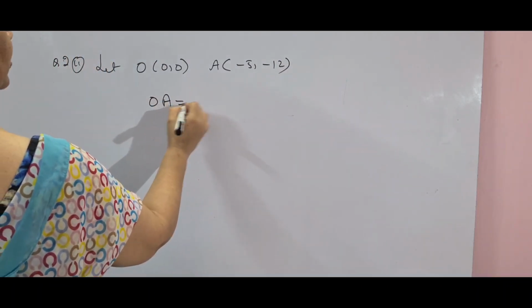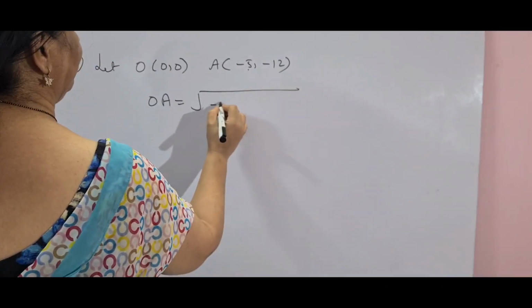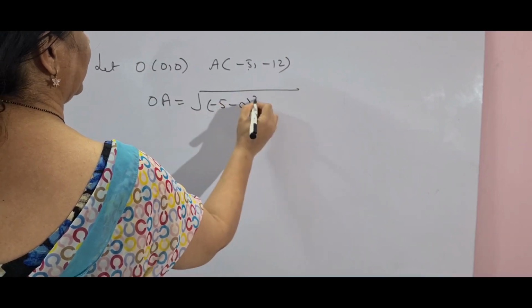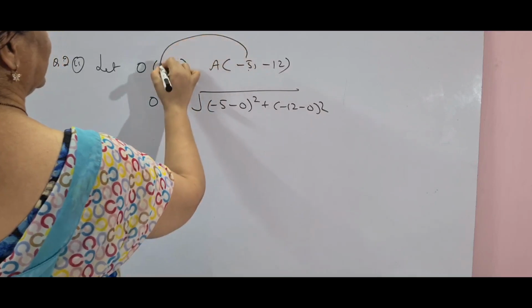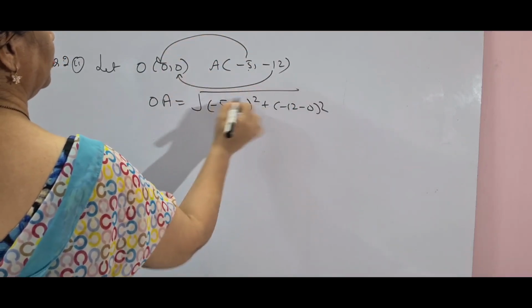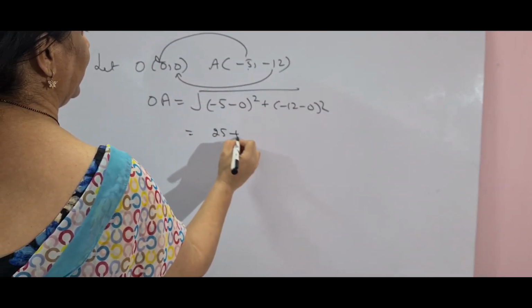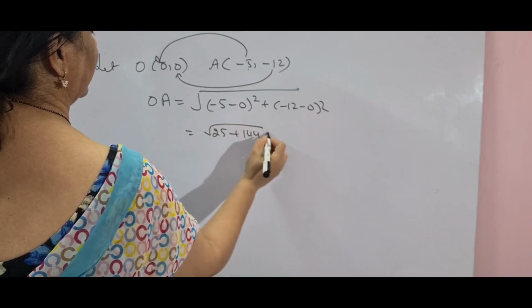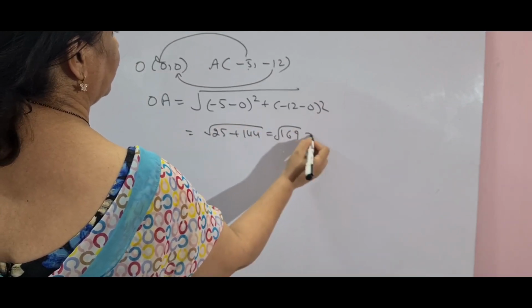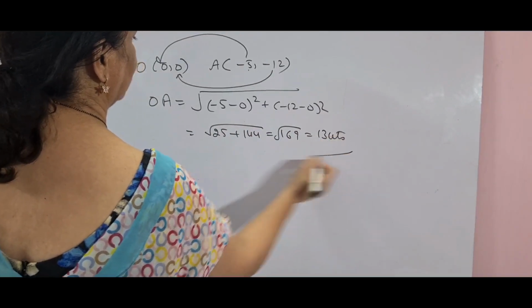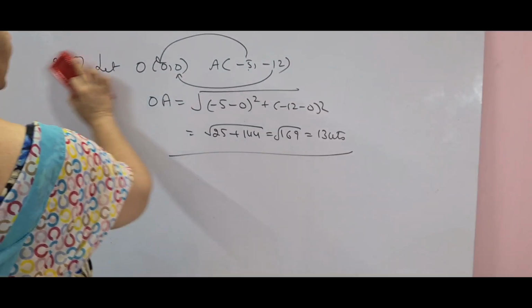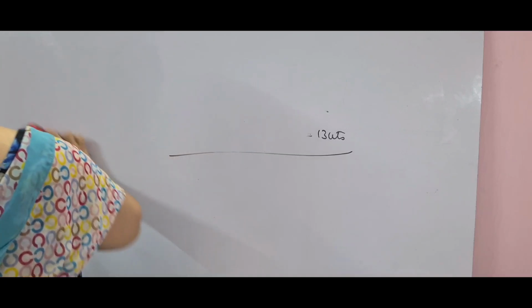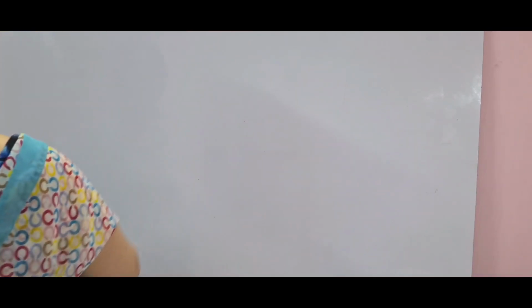So OA is equal to, again, the square root of (x2 minus x1) whole square plus (y2 minus y1) whole square, which is (minus 5 minus 0) whole square plus (minus 12 minus 0) whole square. This is 25 plus 144, and again it is 169, and of course 13 units. So see how simple it is. Just the application of the formula, the square root of (x2 minus x1) whole square plus (y2 minus y1) whole square, and put the word unit because it's talking about distance.